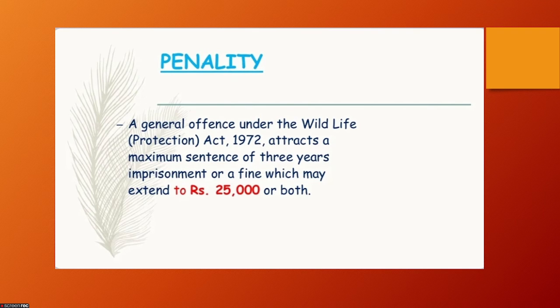Now we'll see what is the penalty of poaching. A general offense under the Wildlife Protection Act 1972 attracts a maximum sentence of 3 years imprisonment or a fine which may be extended to rupees 25,000 or both.